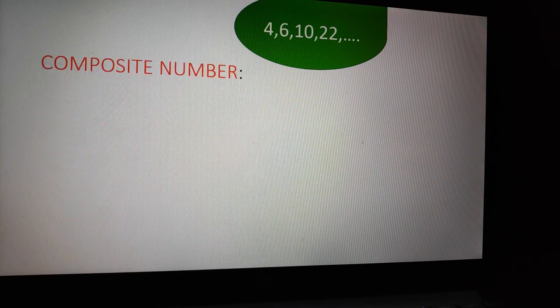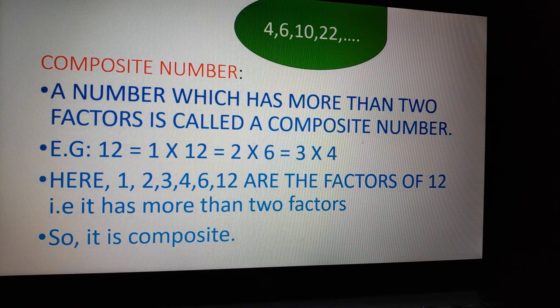Next, let's go for composite number. I have shown here some numbers: 4, 6, 10, 22. These numbers are not prime numbers because they have more than 2 factors. Say, for example, 12. 12 can be written as 1 multiplied by 12, 2 multiplied by 6, 3 multiplied by 4. It means that 1, 2, 3, 4, 6, 12 are the factors of 12. So it has more than 2 factors, therefore it is a composite number.